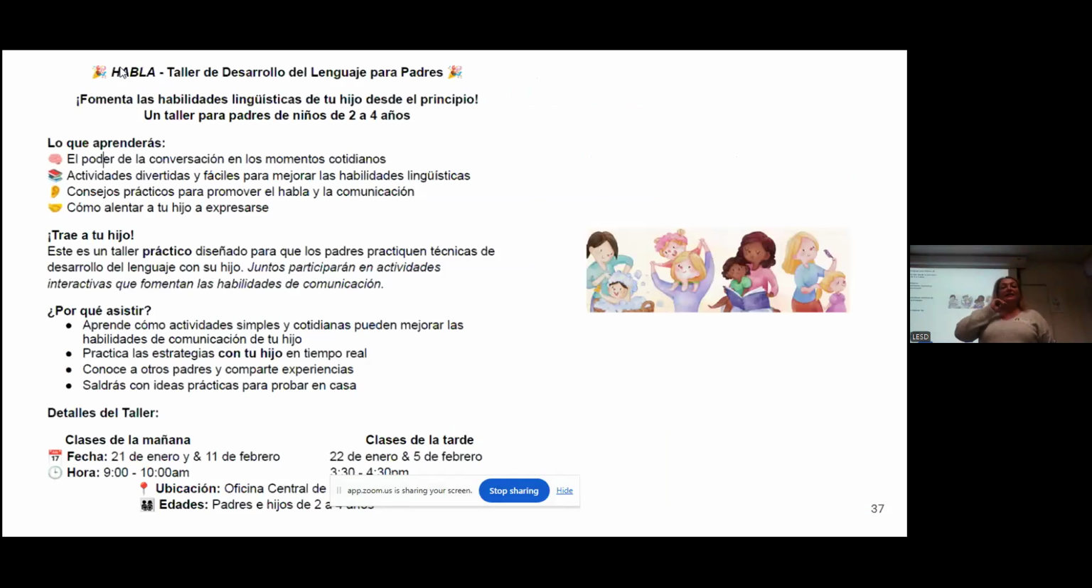Okay, we have a language workshop for parents, for kids who are from 2 to 4 years old. This is going to be taking place here at the district, on the 21st of January and the 11th of February. There are 2 times scheduled: at 9 a.m. Excuse me, 9 to 10. And then the second part is on the 22nd at 3:30, from 3:30 to 4:30. So please come and join us. We need parent participation as much as we can get. So tell everybody, please.